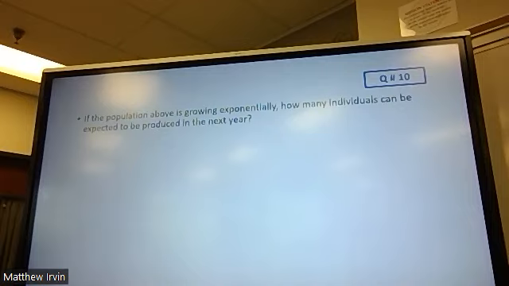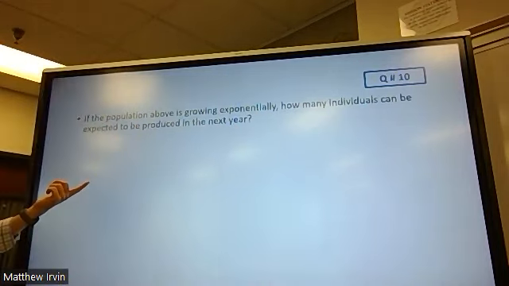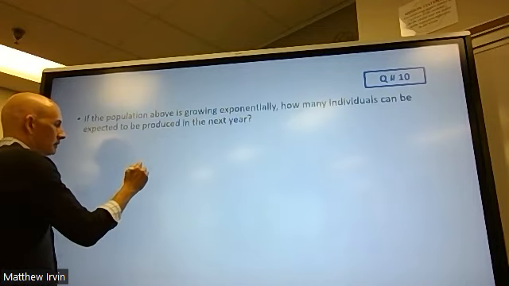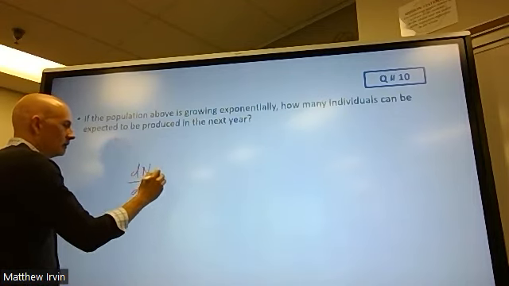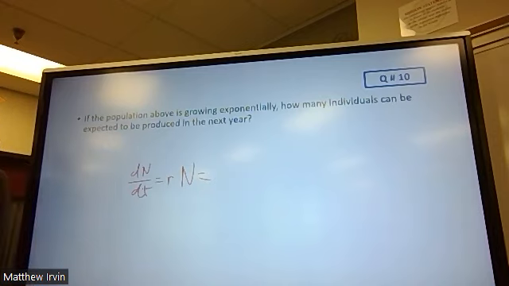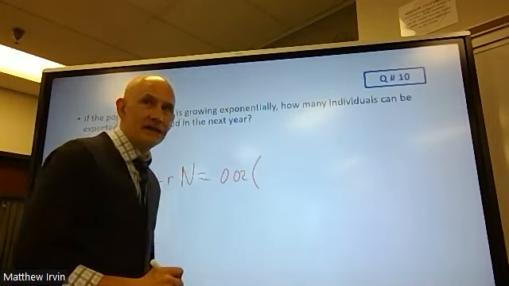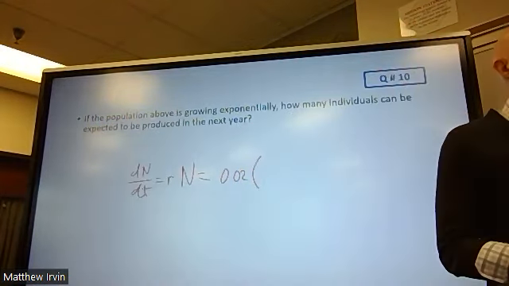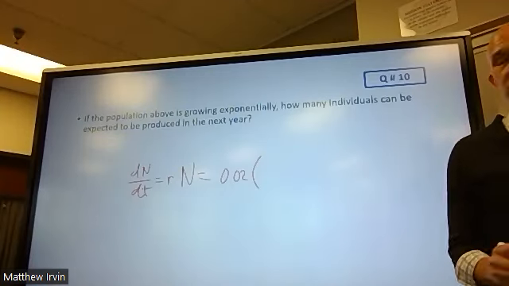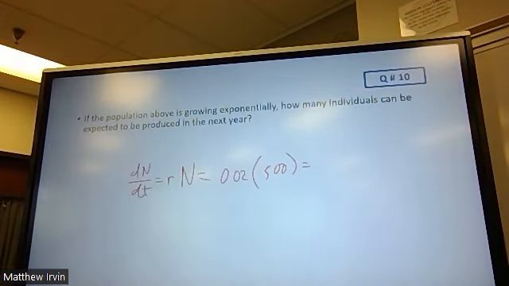So if we are using our exponential equation, the population above is growing exponentially. How many individuals can be expected to be produced in the next year? So dN over dt. What would I use for r? 0.02. And N is the number of individuals in that population, 500. And that would be your answer.